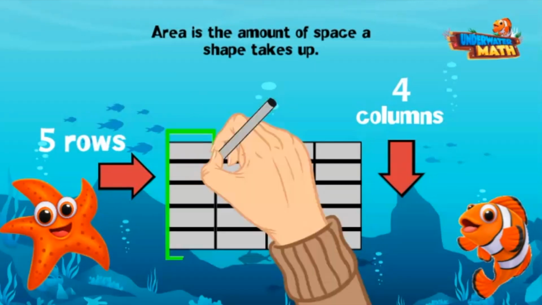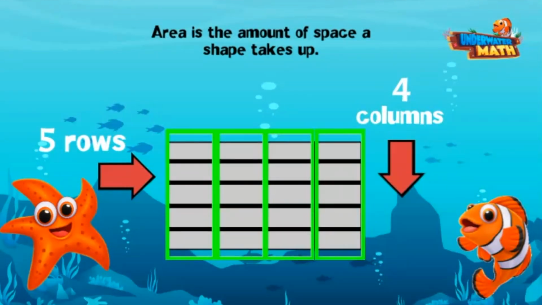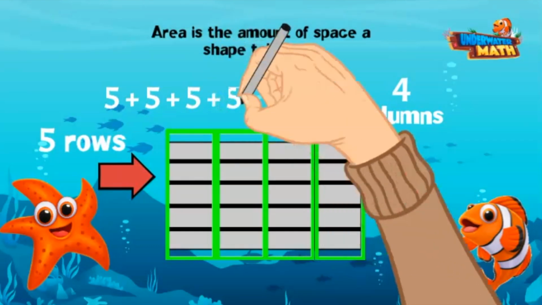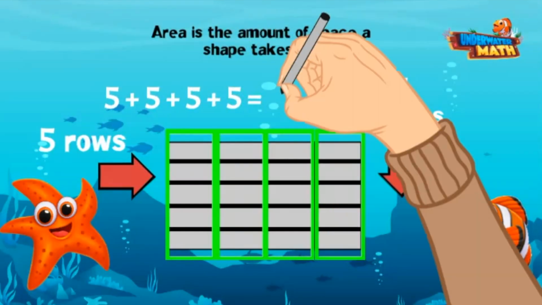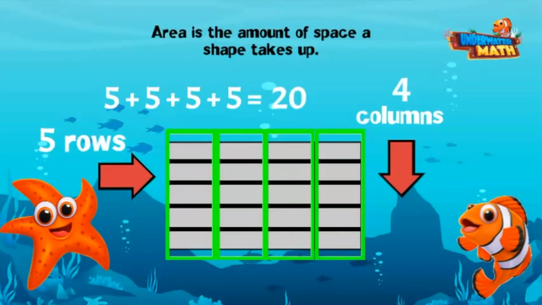Let's add by the columns first, which would be 4 fives. 5 plus 5 plus 5 plus 5. Since we know 5 plus 5 equals 10, we can add 10 plus 10, which equals 20.